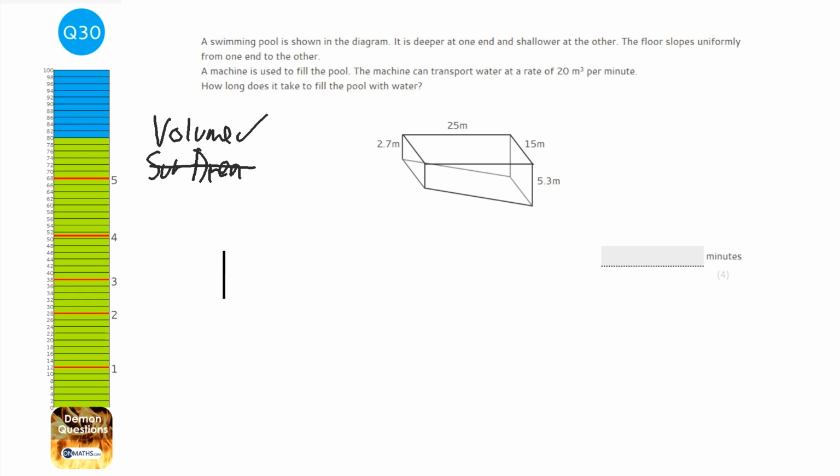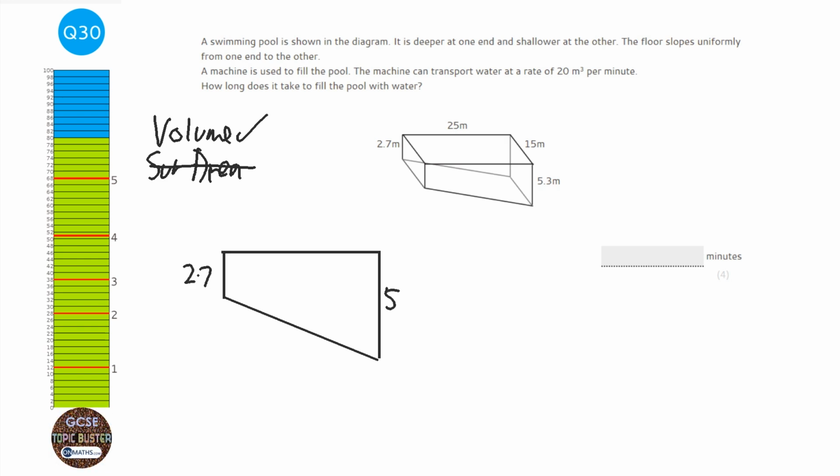So we've got to first of all work out what the area of the trapezium is. So I'm going to draw the trapezium out first. And that height is going to be 2.7, that side 5.3, and 25 across. And I'll leave off meters because I know they're all in meters. But do check they are all in meters when you do this.